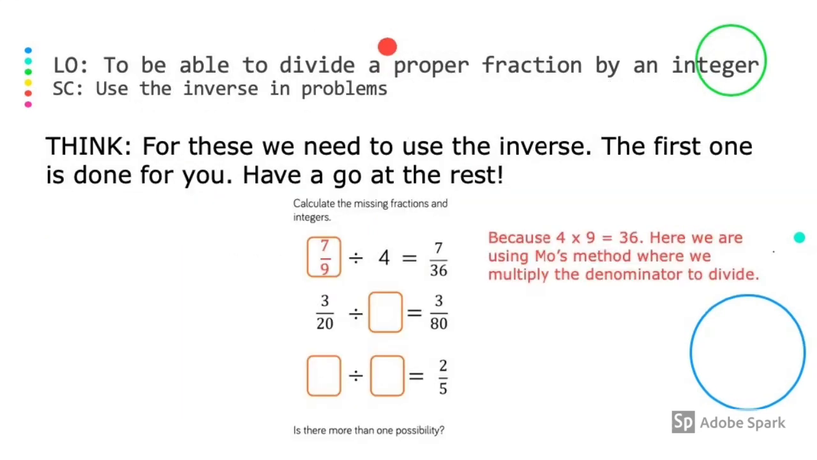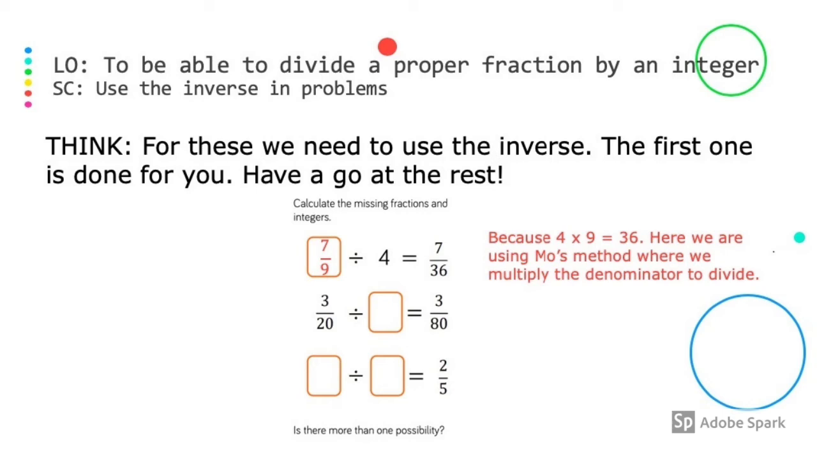Now we've had a go at some do's, let's have a think about thinks. So similarly to the think question before, we need to use the inverse in this question because we're trying to find the missing gaps. And the first one has been done for you, so we're going to have a little chat about that first before you have a go on your own.